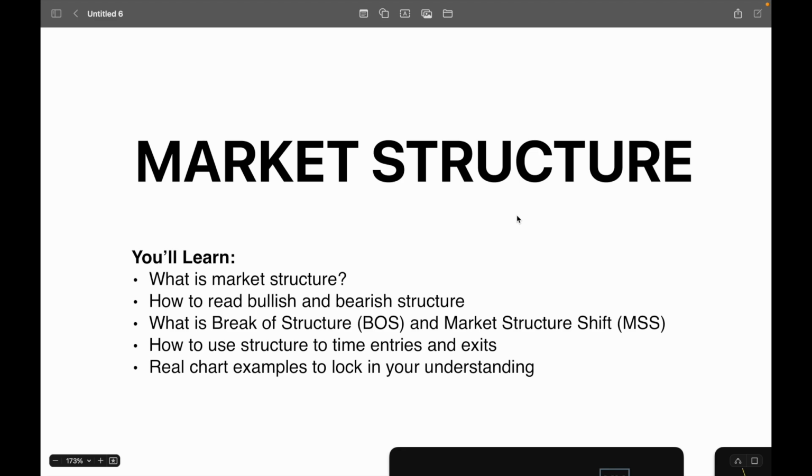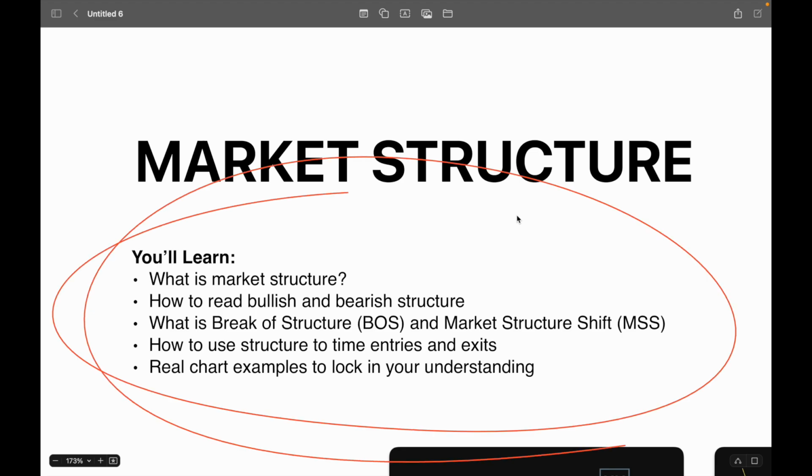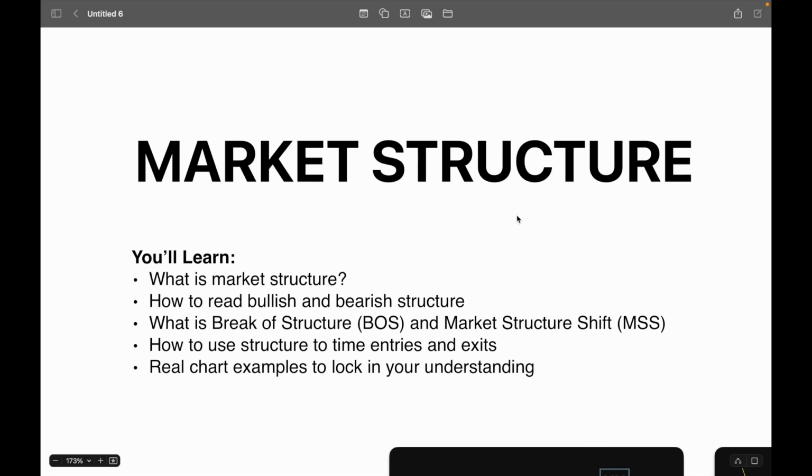What you will learn in this video is what is market structure, how to read bullish and bearish structure, what is a break of structure and a market structure shift, and how to use structure to time your entries and exit, and real life chart examples to lock in your understanding.